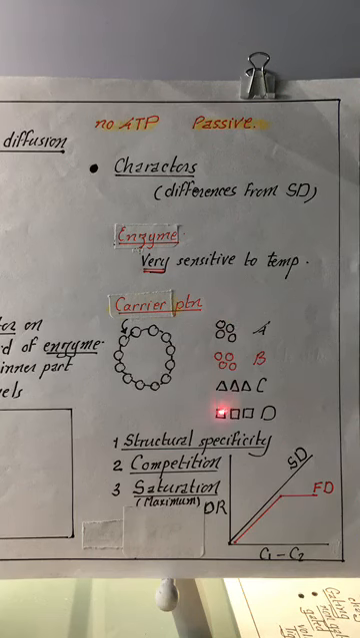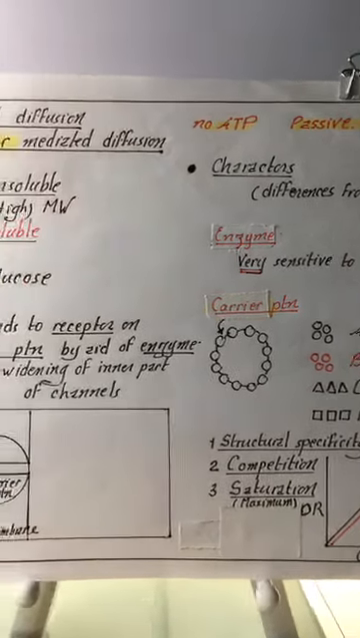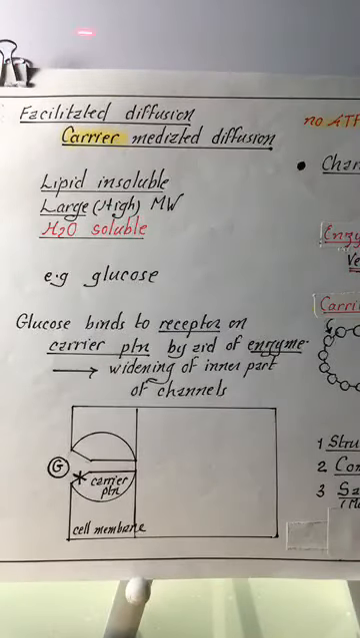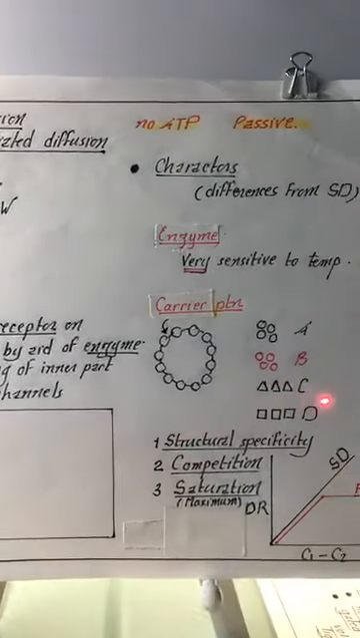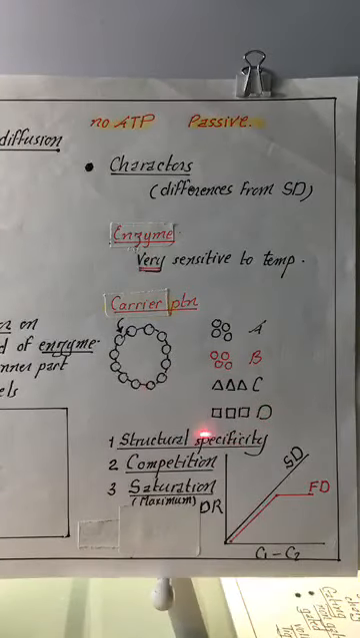So not all substances can utilize the carrier, only substances with structural specificity. Structural specificity is one character of facilitated diffusion. Not any molecule which is lipid insoluble, of large molecular weight, or water soluble can diffuse via facilitated diffusion. The structure of this molecule should be specific to the carrier. So we have structural specificity.